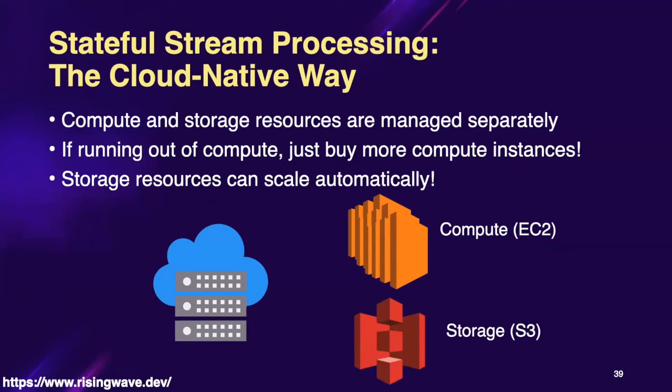Yeah, so the first major thing is that we decompose the compute and the storage, right? So if we're running out of compute, we just buy more compute instances and the storage can be scaled automatically. And not just S3, we can also buy other storage services like EBS, right? So it's like an SSD. We can just buy more SSDs and attach them to the compute instances.